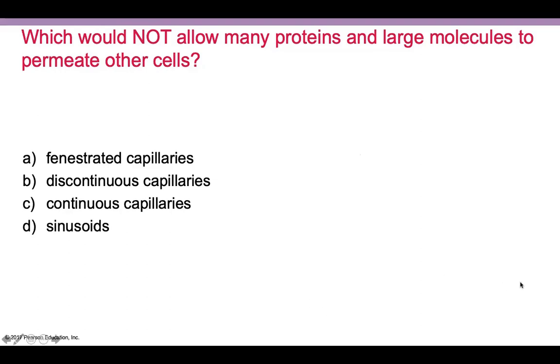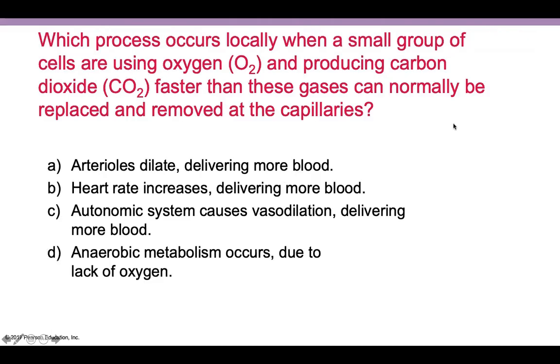All right, let's take a look here. A lot of response for C, which would not allow many proteins and large molecules to permeate other cells. So C is absolutely correct. The continuous capillaries have very small pores or openings in between the endothelial cells. And so there's not much of large molecules or proteins that can get through. That's not the case with the other types of capillaries: fenestrated, discontinuous, sinusoids. They all have larger openings or pores. Okay, got another.